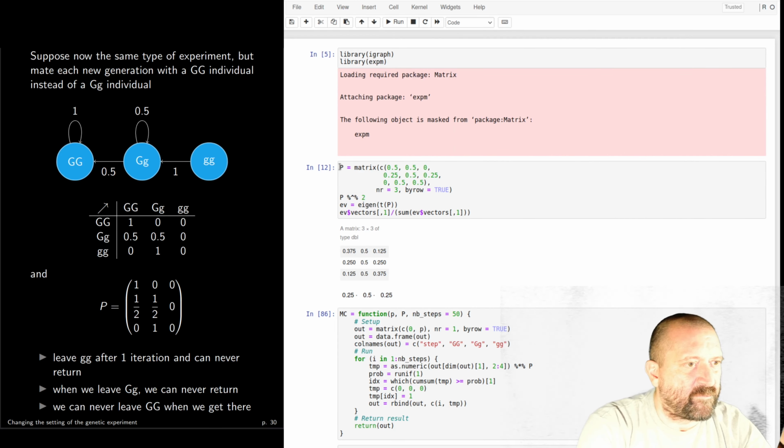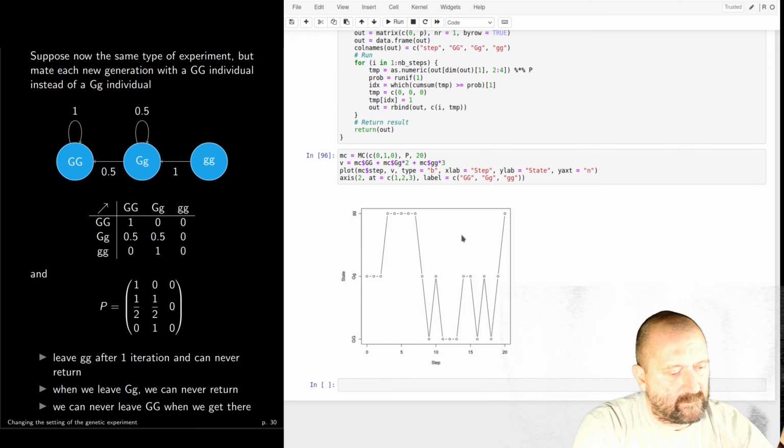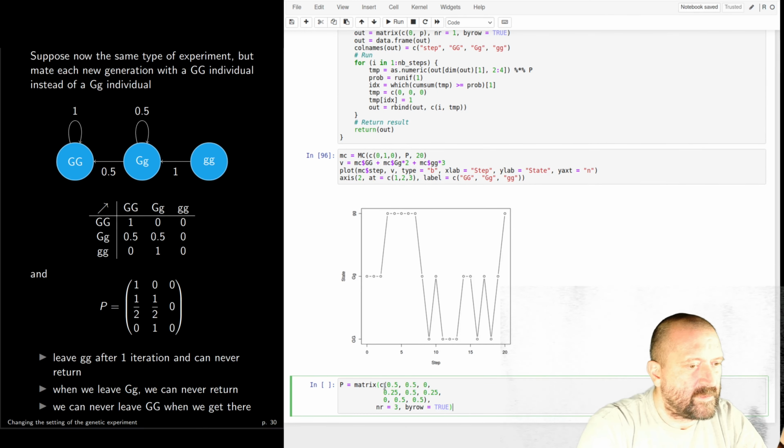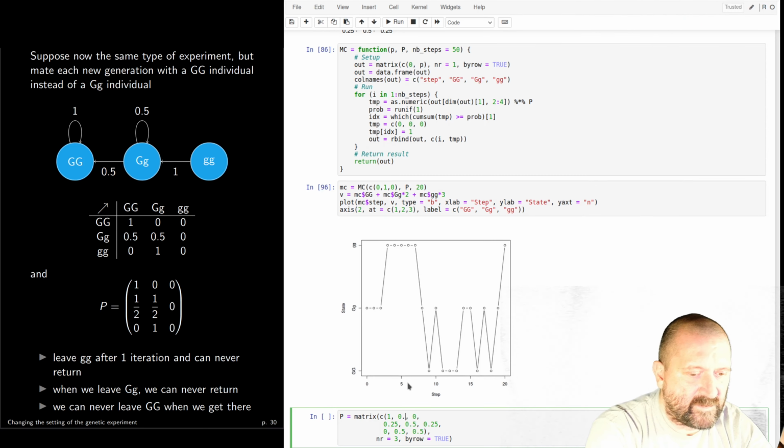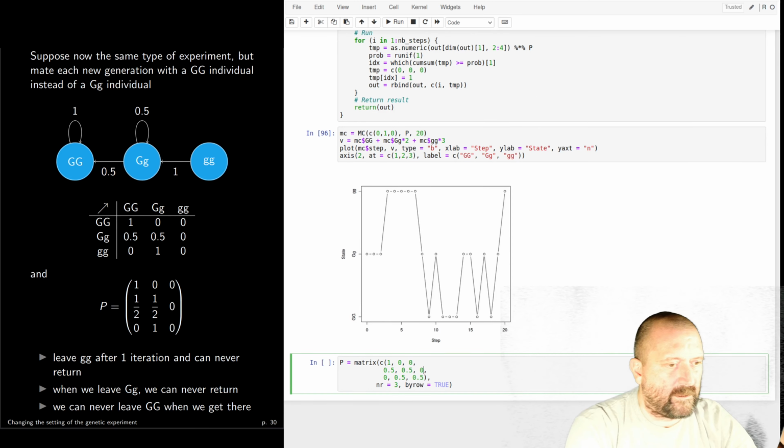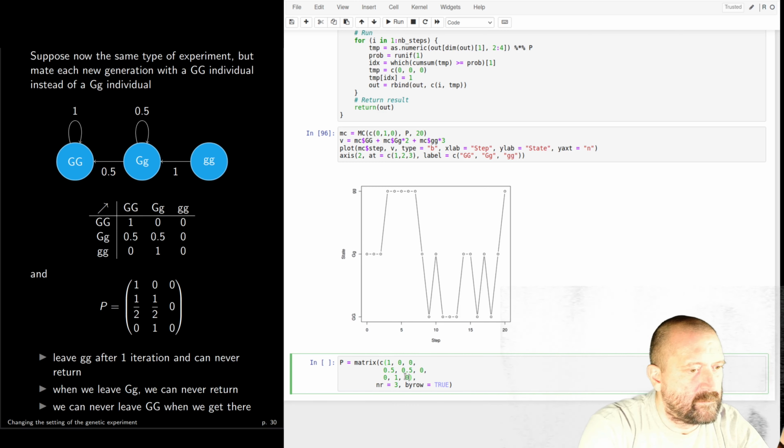So here now I'm going to take a matrix P and let me be lazy. Let me copy it here. So that one has probability 1 here, probability 0 here. Probability 0 here, and then 1/2, 1/2. So this is 0.5 here, and this is 0. And the last row is 0, 1, 0.